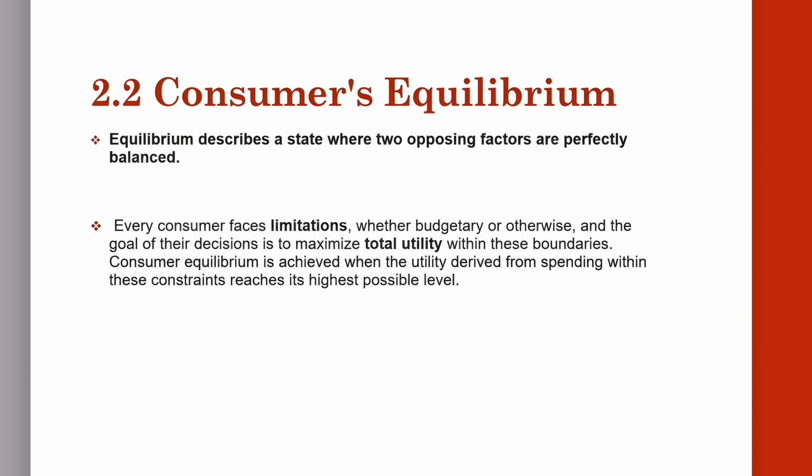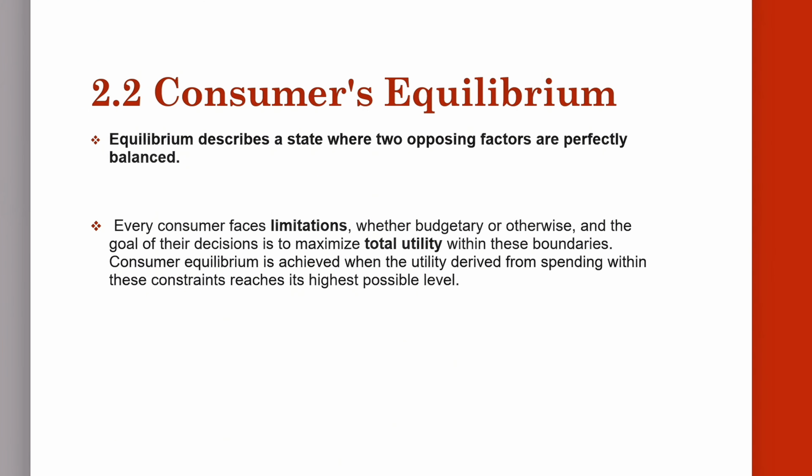Let's take a step further. We have talked about how people get satisfaction from goods, but what if they have limited income and multiple options? How do they decide what combination of goods gives them the maximum utility? This is where the concept of consumer's equilibrium comes in. It's the point where the consumer achieves the highest satisfaction possible within their budget.